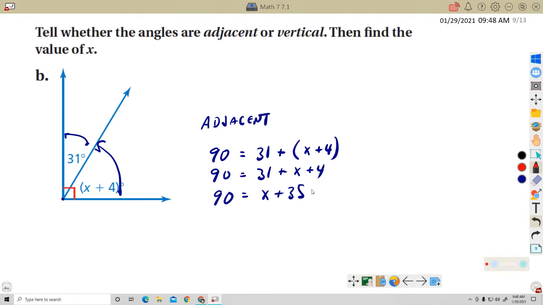And now I can start the process of using inverse operations to isolate the x. So I can subtract 35 from both sides. So this will cancel out. 90 minus 35 is 55. So 55 equals x. So the value of x is 55.